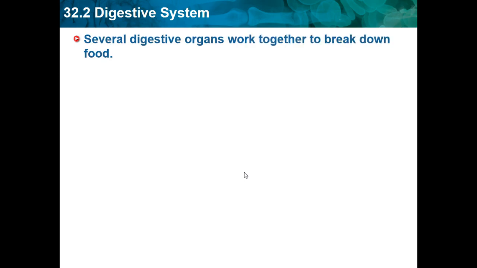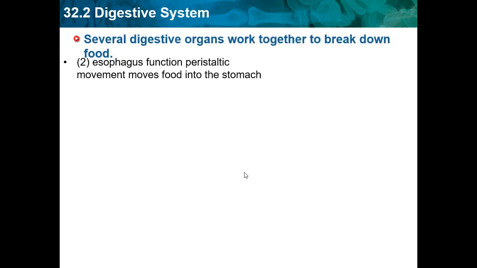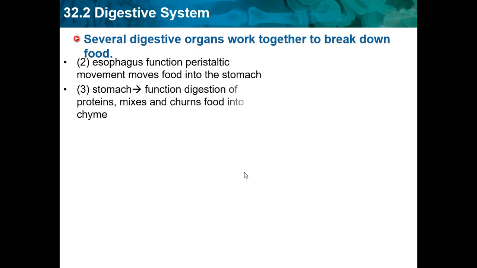Several digestive organs work together to break down food. The esophagus's function is peristaltic movement, which moves food from the mouth into the stomach. Number 3 is the stomach. Its function is digestion of proteins, and it mixes and churns food into chyme.